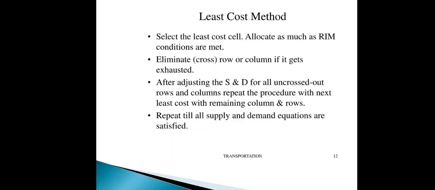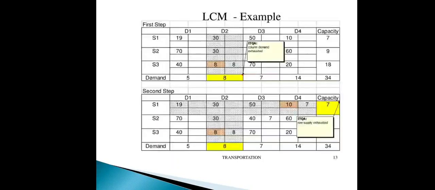Third one, after adjusting the supply and demand for all uncrossed out rows and columns, repeat the procedure with next least cost with remaining column and rows. Fourth one, repeat till all supply and demand equations are satisfied. So this is an example for least cost method.